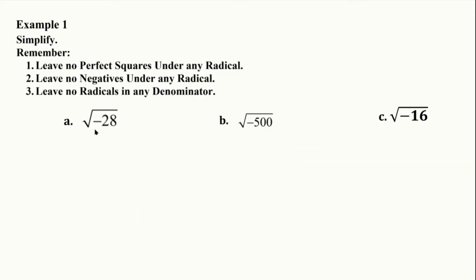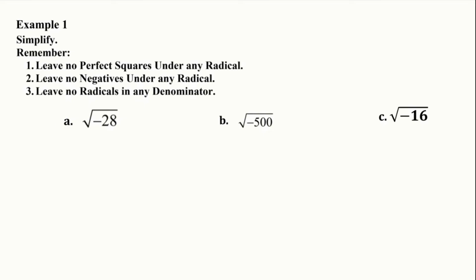All right, here we're going to take a look at these problems, and we're going to simplify them. And when we say simplify, we're going to leave no perfect squares under any radical. We're not going to leave any negatives under any radical, and we're not going to leave any radicals in any denominator. Now, in this case, we're not going to run into that, but these are the three general rules of simplifying radical expressions of this type, which I'm stating for you. So let's go ahead and see how we would do that.